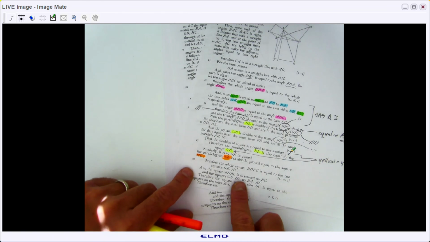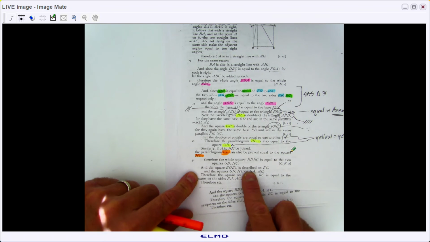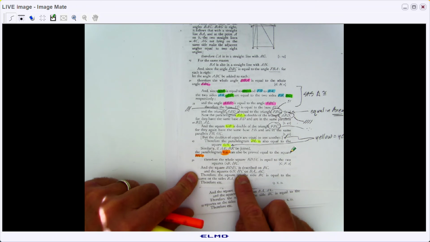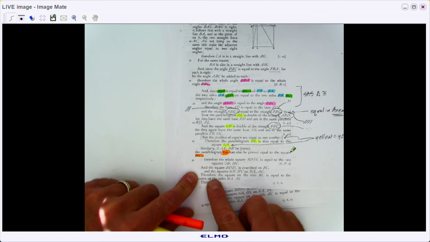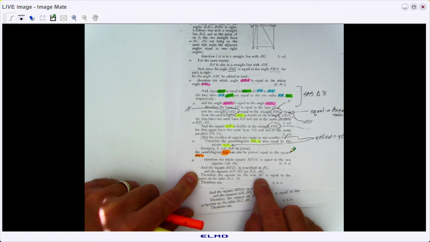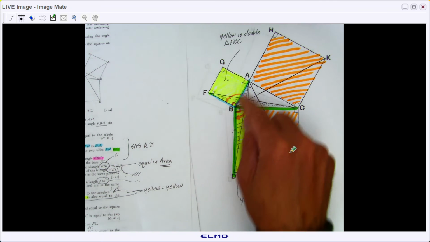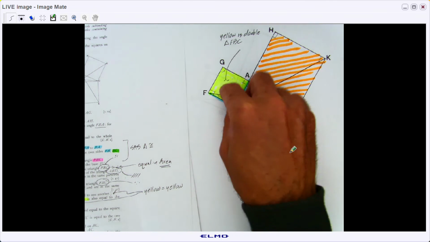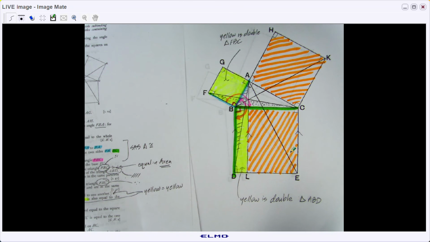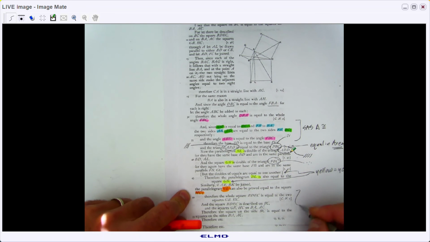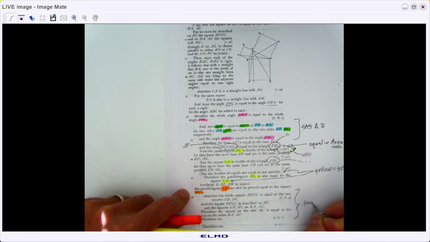And I think that's all you'll have to say here. He says, and the square BDEC is described on BC. In other words, it's constructed on the hypotenuse. And the squares GB and HC on sides BA and AC. So therefore, the square on the side BC is equal to the squares on the sides BA and AC. So the square on this side is equal to the squares on these sides. And a squared plus b squared equals c squared. I hope that makes sense. So this is really just a summary of what has been shown.